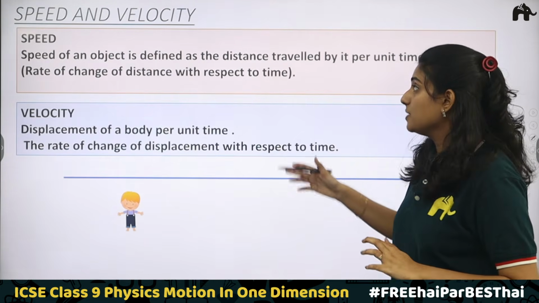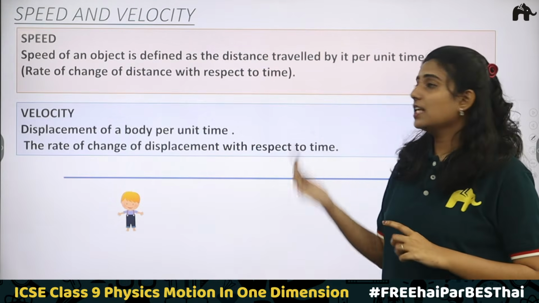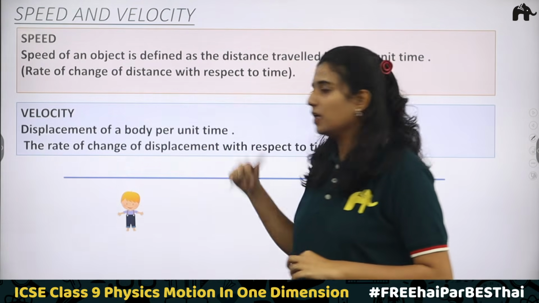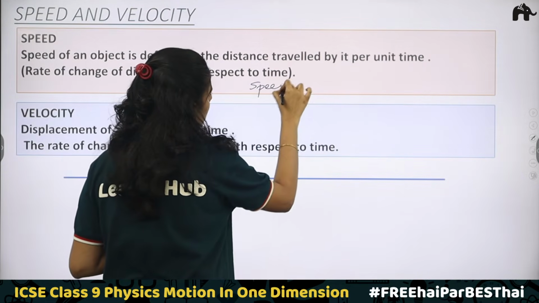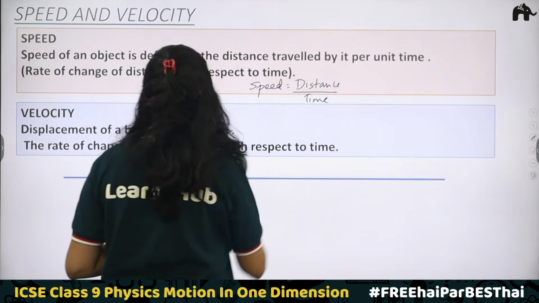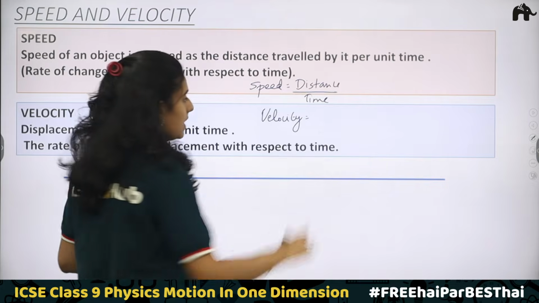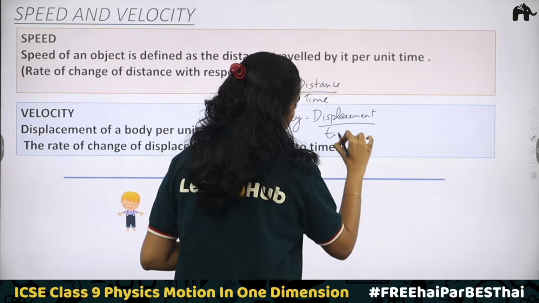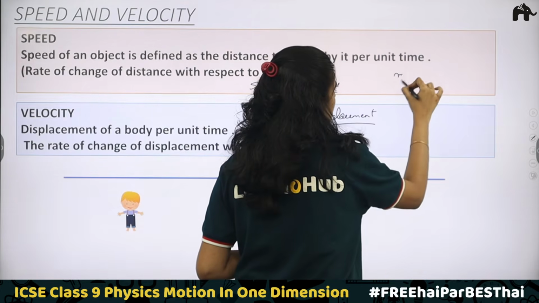So what is speed? Speed of an object is defined as the distance travelled by it per unit time, or rate of change of distance with respect to time is called speed. Okay, what about velocity? It is the displacement of a body per unit time, displacement divided by time. So we can say speed is equal to distance by time, and velocity is equal to rate of change of displacement, or displacement divided by time.